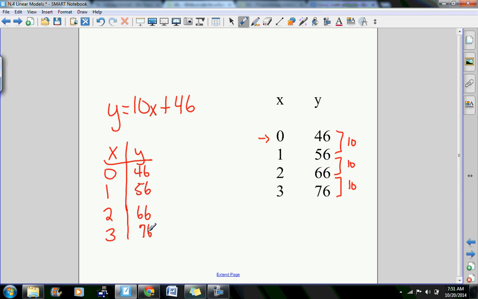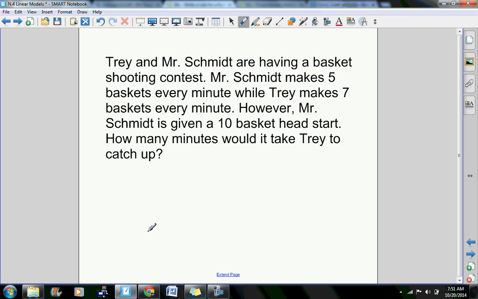All right. Now, the question with these always is, why are we doing this? Where do we learn this? What do we actually use it for? So we're going to move on to a problem where Trey and Mr. Schmidt are having a basket shooting contest. Mr. Schmidt makes 5 baskets every minute, while Trey makes 7 baskets every minute. Trey's obviously better here. However, Mr. Schmidt is given a 10-basket head start. How many minutes would it take him to catch Trey?